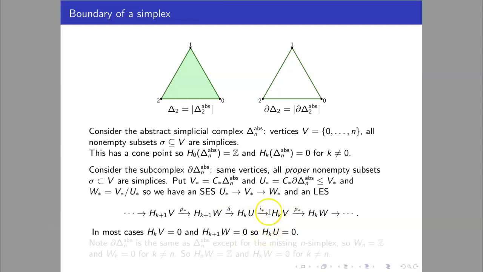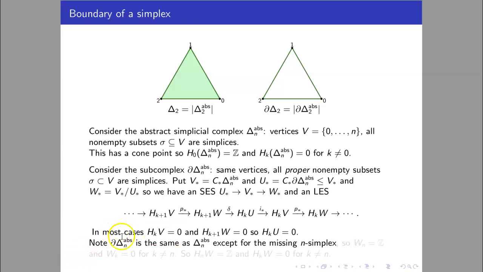Let's recall how that goes. If H_kV is 0, then the kernel of this i lower star is the whole of H_kU. But if H_{k+1}W is 0, then the image of delta is equal to 0. The image of delta is the same as the kernel of i lower star, but the kernel of i lower star will be the whole thing, so that forces H_kU itself to be 0. So that's what happens most of the time. We just need to be a bit more careful, and specify exactly what the exceptions are to that situation.